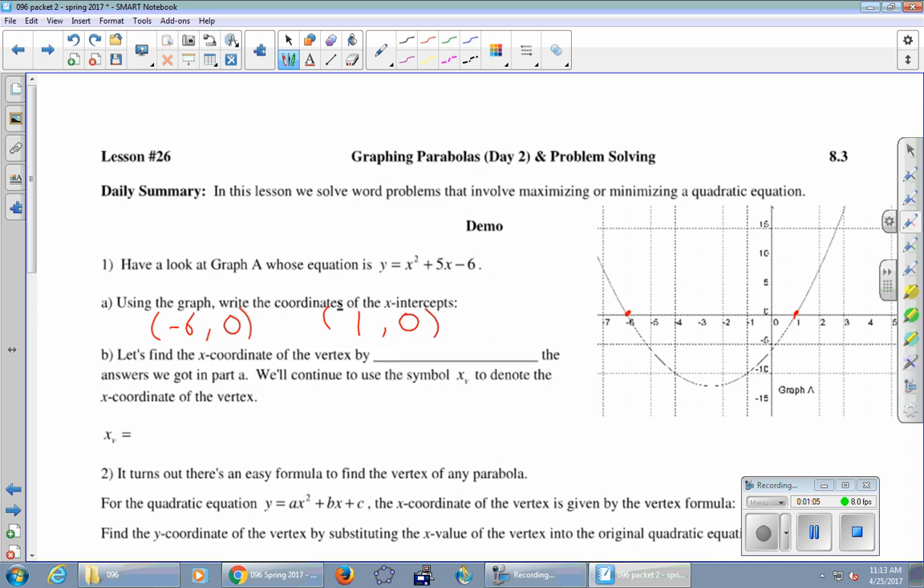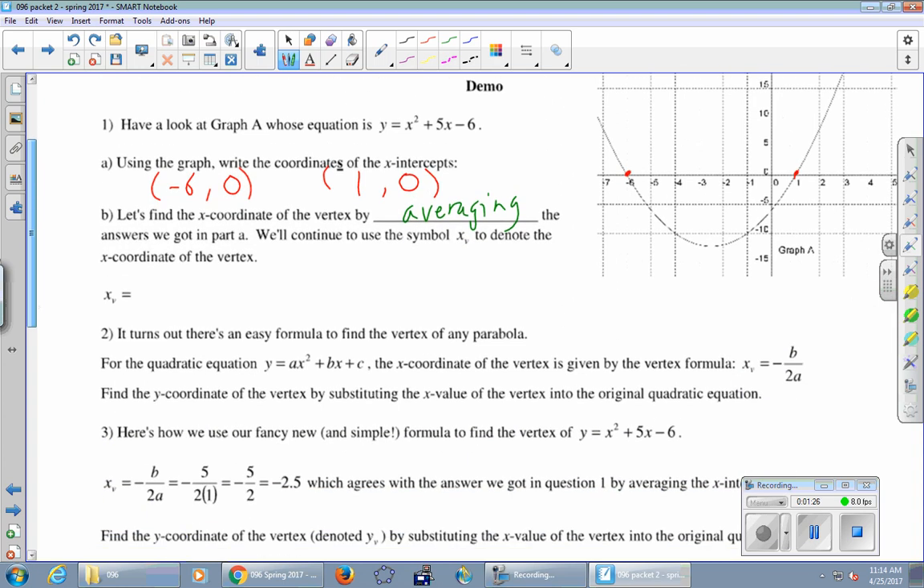What's the math word that says find the number smack dab in the middle? Average. So we're just going to average these two guys. It says find the x-coordinate in the vertex by, fill in this word here, averaging the answers we got in part A. So we're going to keep using that same notation we saw a couple classes ago. x_V stands for x-coordinate of the vertex. We just average -6 plus 1 divided by 2, right? Add the two numbers, divide by 2. So in this case, we get -5/2 or -2.5.